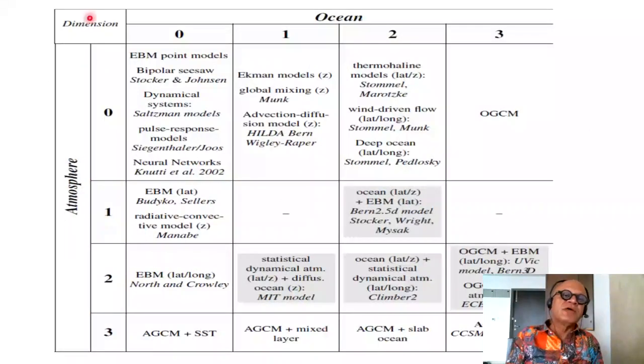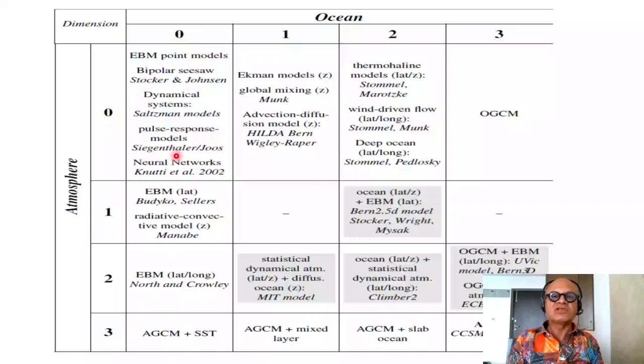So here we are. Dimensions: atmosphere 0, 1, 2, 3, and the ocean also has dimension 0, 1, 2, 3. And energy balance models are point models, so they have averaged out everything and are just looking at energy coming in, energy going out, and maybe add a layer which would make it surface, atmosphere, and space. Bipolar seesaw, so Tom Stoker and Johnson. Dynamical systems, so those are called Salzman models. So these are all zero-dimensional models.